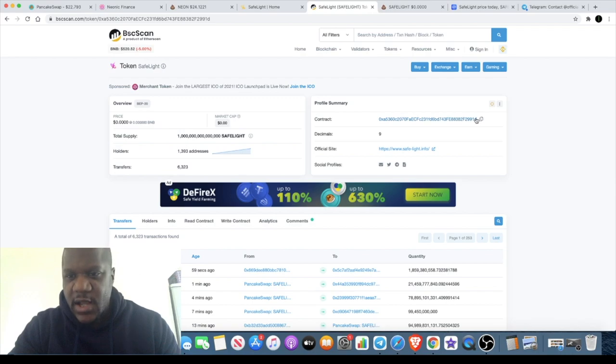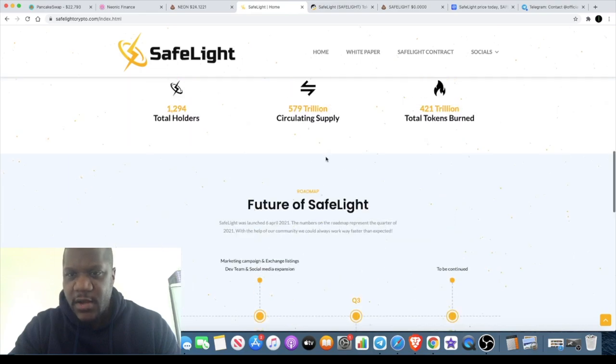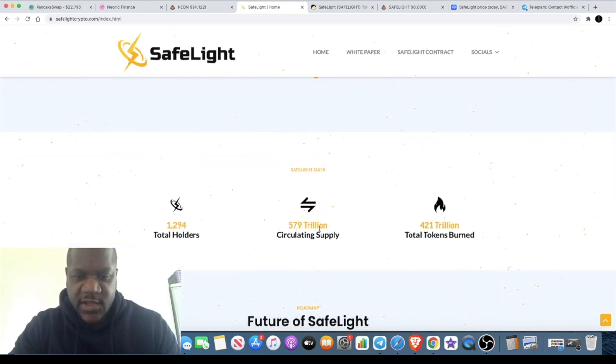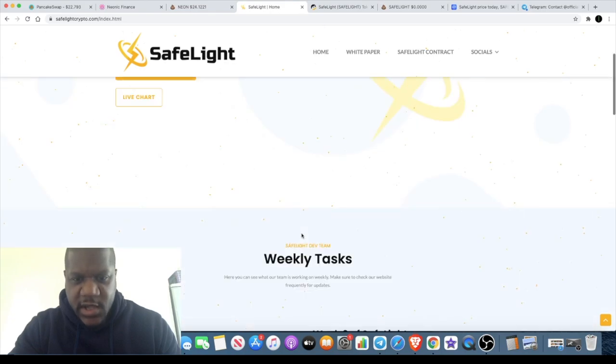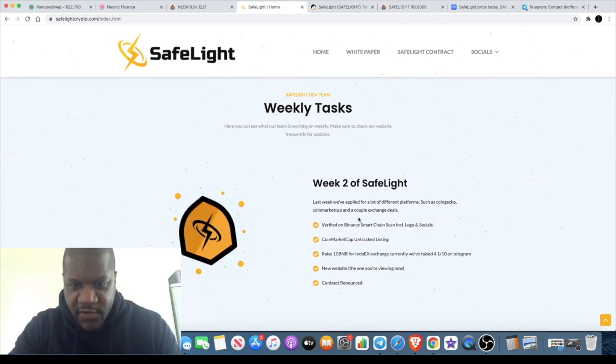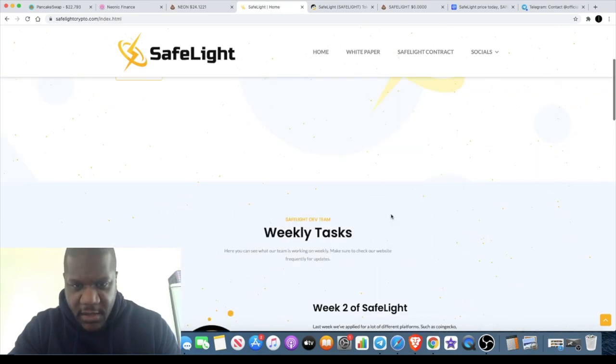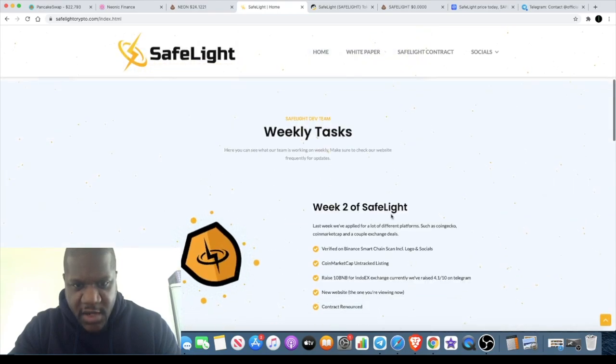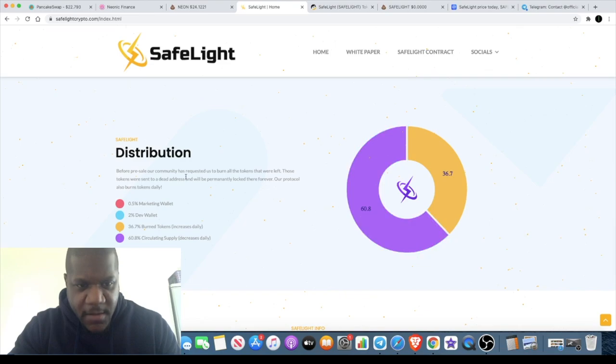On BSCScan, it's going to be the one with the contract address ending 91D, and of course the one with the actual logo for Safelight, like a pink lightning bolt inside of a coin. There's only 1,393 holders, so there's a lot of room for that to grow. This one looks pretty good, good enough to put something on. 579 trillion circulating supply. But like I said, there was a burn, and I think they mentioned it on here. They mentioned that they applied for CoinGecko and CoinMarketCap, and they mentioned something about the burn. But yeah, here it is.